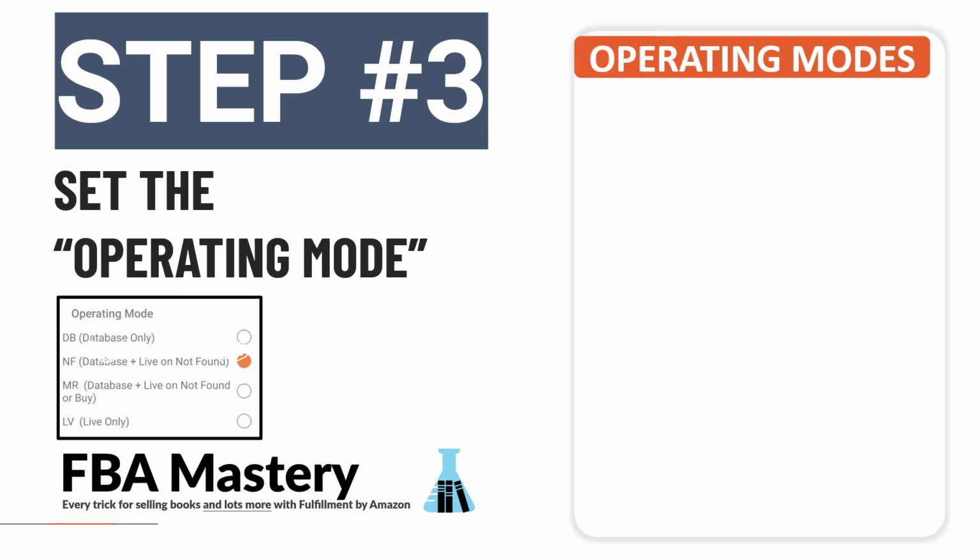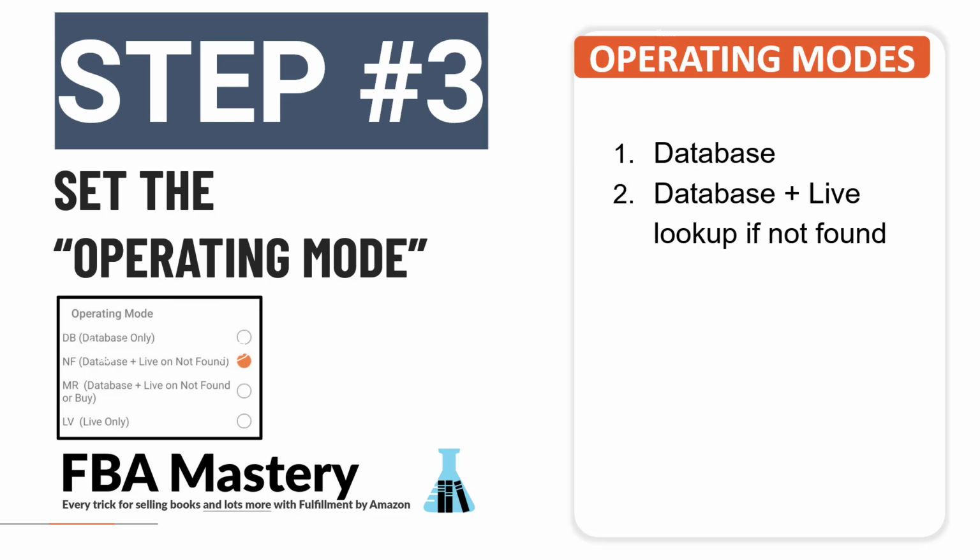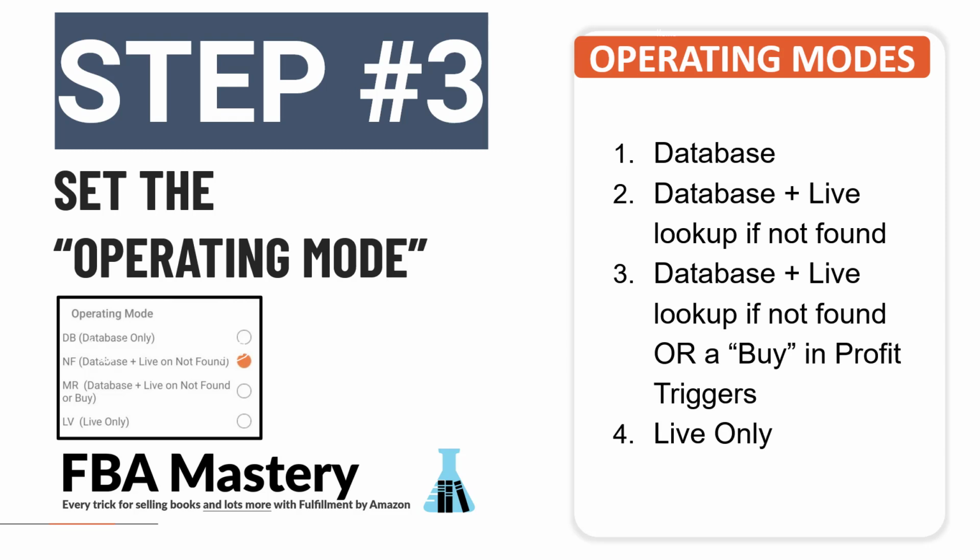Now, this is kind of a setting, but I gave it its own section because it's really important. Your operating mode is basically, hey, where does the data come from? You've got 4 options here. There's a database mode in Scoutly. It allows you to download the entire database into your smartphone, like almost the entire Amazon database, which is crazy.